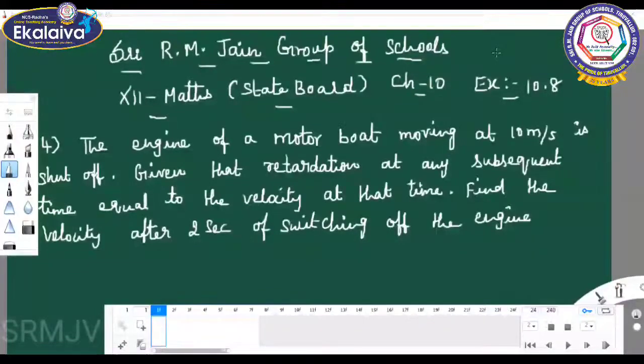This is 12th standard Maharashtra State Board, chapter 10, exercise 10.8, fourth sum. The engine of a motor boat moving at 10 meters per second is shut off. Given that the retardation at any subsequent time, that is, after shutting off the engine, is equal to the velocity at that time, find the velocity after 2 seconds of switching off the engine.